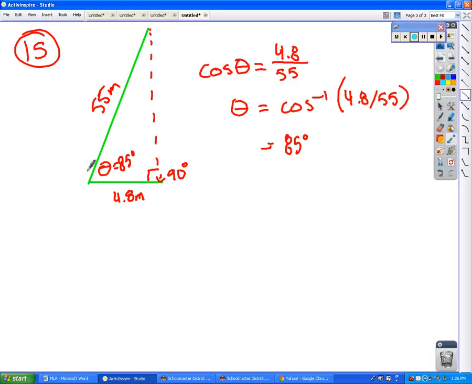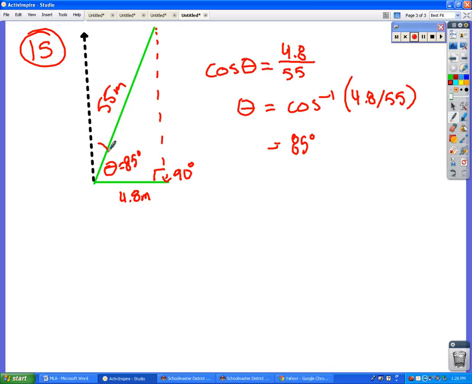So they want to know what's this angle right here. What is the angle from the vertical? And that's going to be 5. Okay? That's what they want to know. It's 5 or 85? It's 5. It's 85 degrees from the horizontal, but it's 5 degrees from being straight up. So the answer is 5.